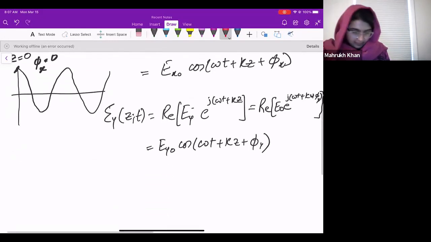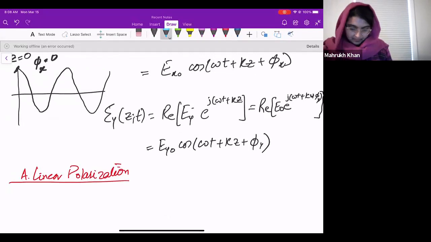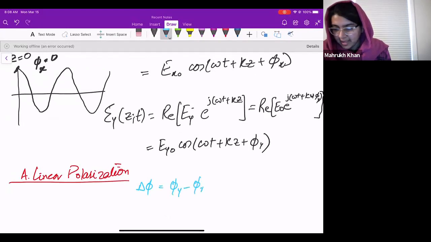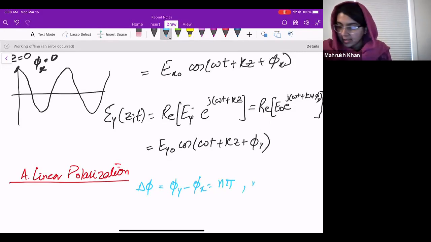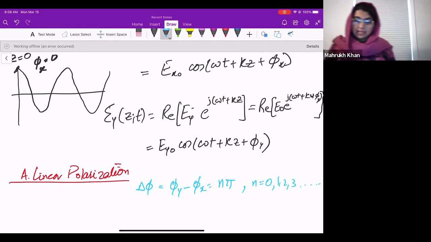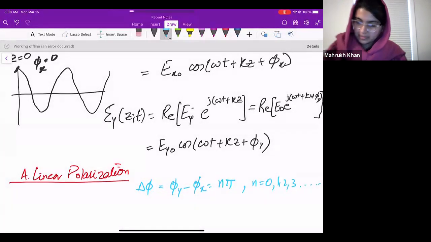So what is linear polarization here? It is when del phi, equal to phi y minus phi x, is equal to n pi, where n is 0, 1, 2, 3, and so on. So if the phase difference is equal to n pi, then it will be a linearly polarized signal.